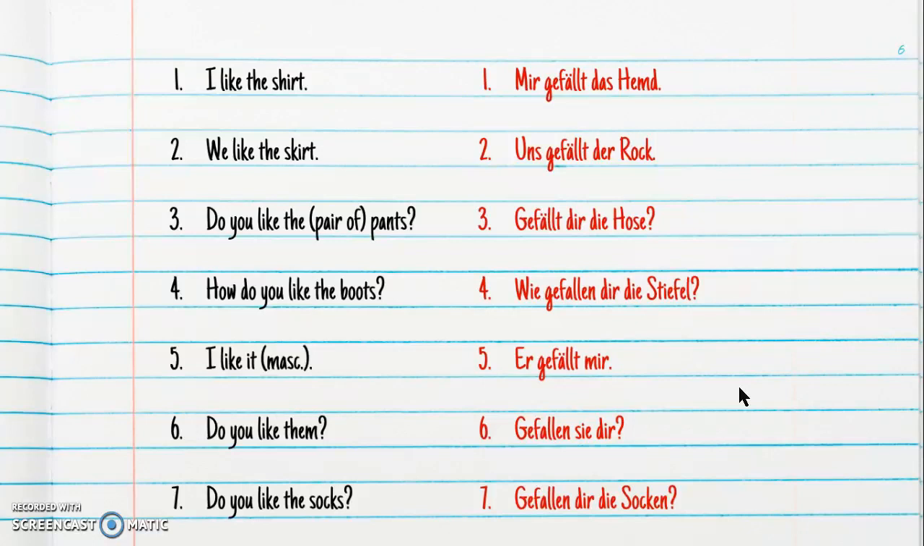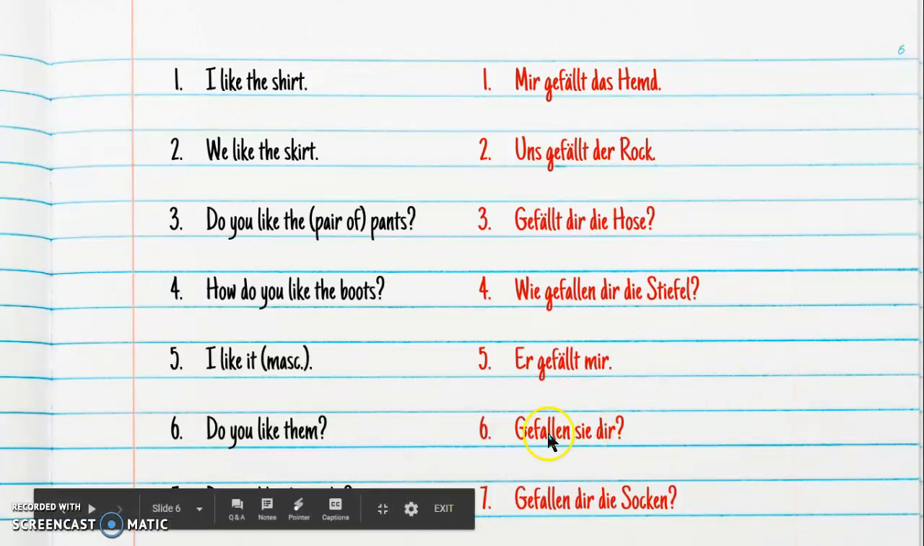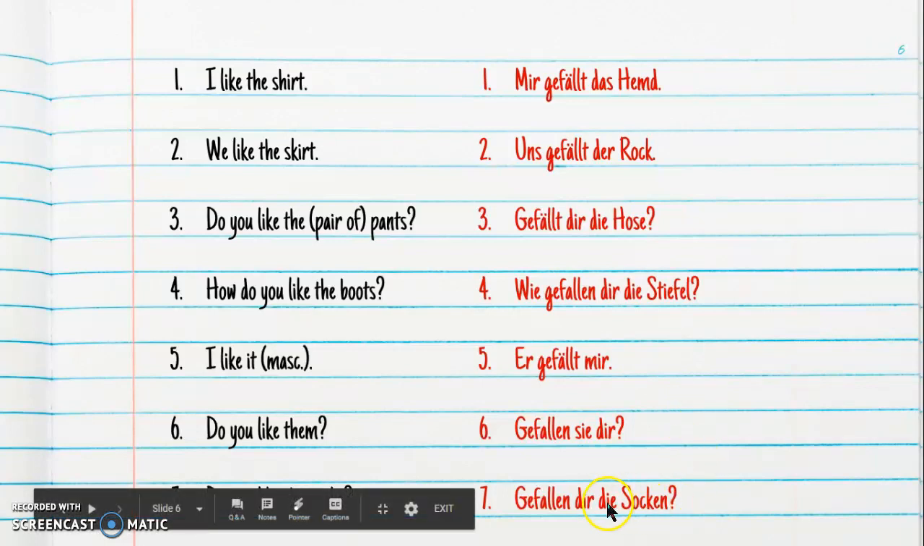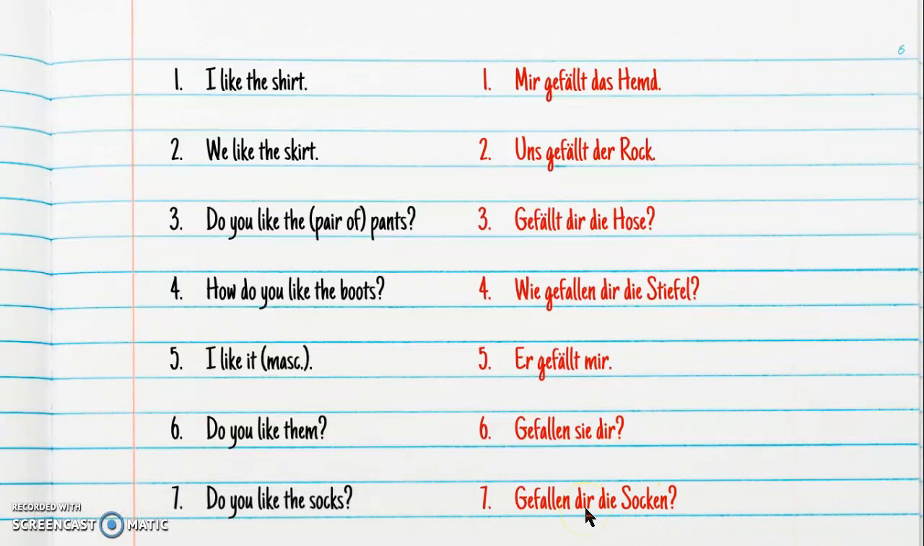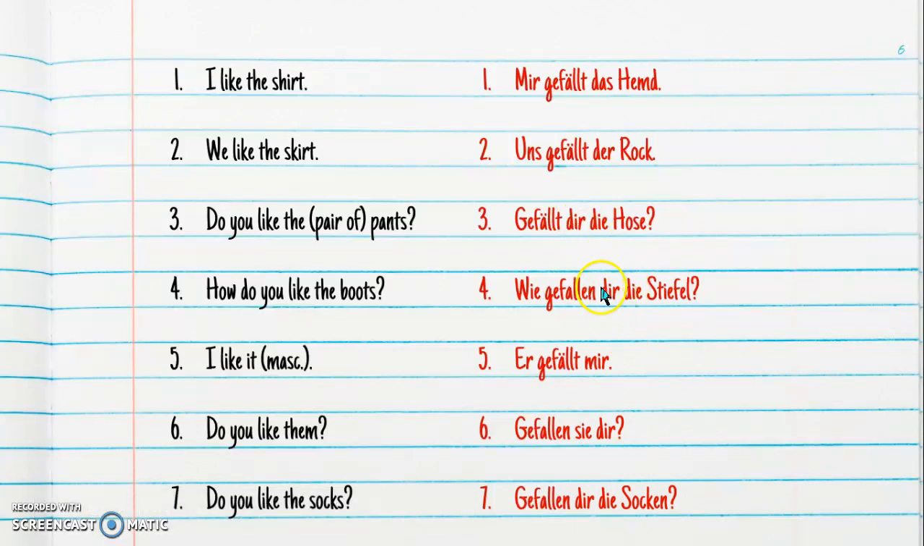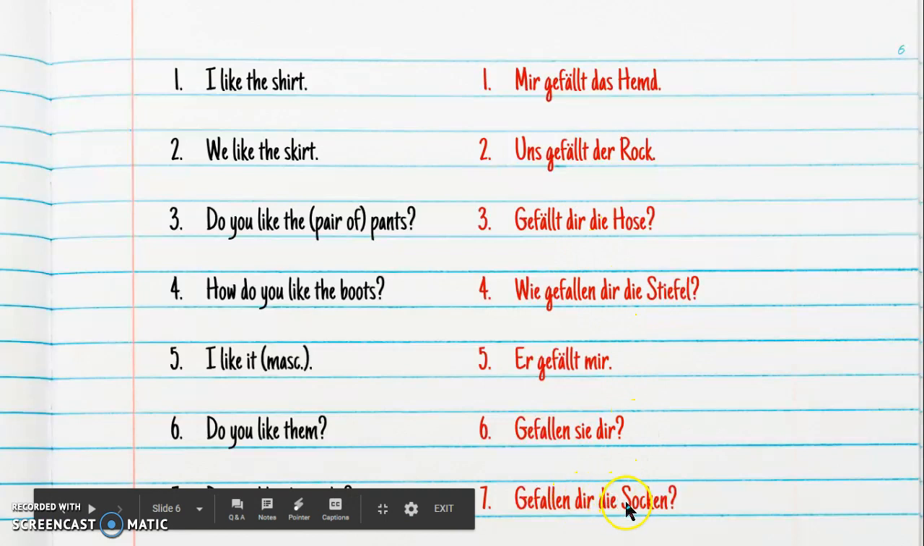This time we have two pronouns. So remember, when we have two pronouns, a subject pronoun and a dative pronoun, we're going to now put our subject pronoun back with our verb, like we have here, sie and gefallen. Sie is the subject, gefallen is the verb. And number 7, gefallen dir die Socken? This one's a little different because now we have the one pronoun, the dative pronoun, and our subject written as a noun. So again, like up here, we're going to put our dative pronoun before the noun.